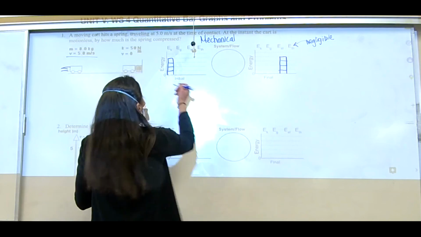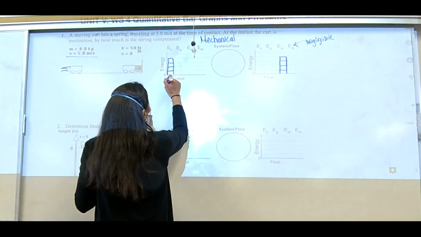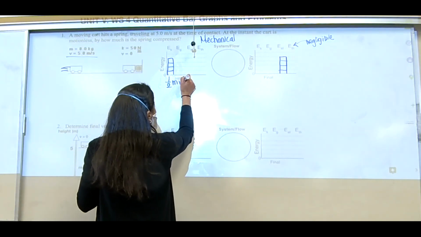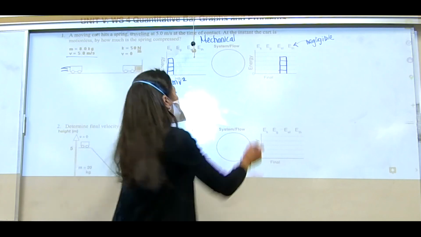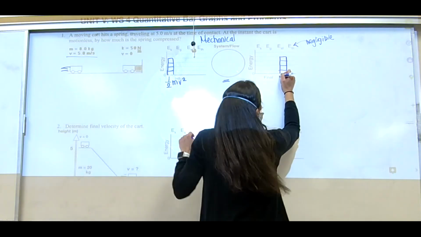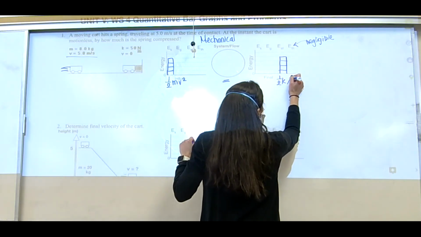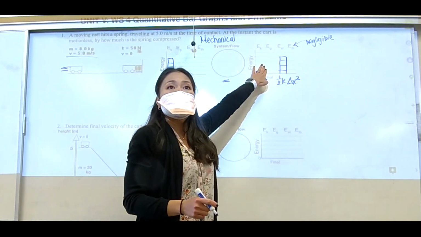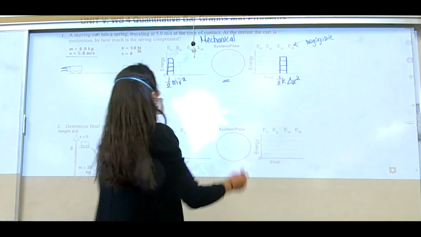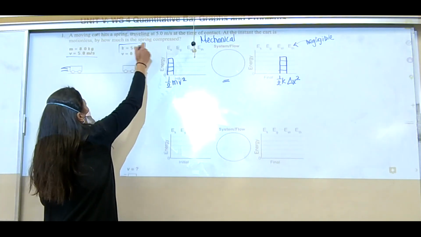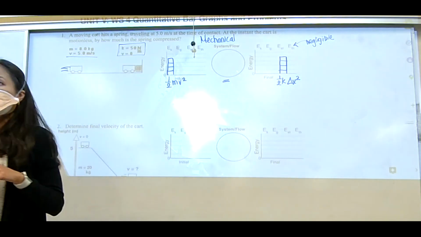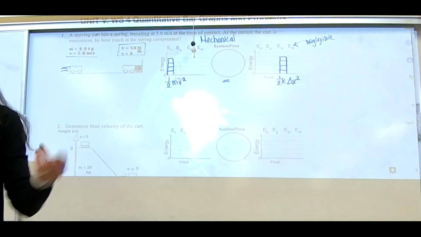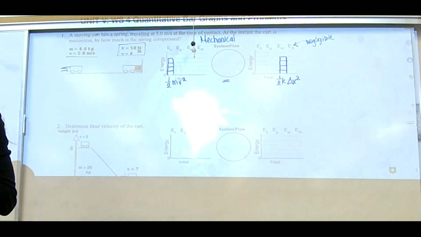So let's go ahead and plug in our values. 1/2 mv squared for kinetic energy equals 1/2 k delta x squared. The reason why I am using this equation instead of the force equation for elastic energy is because I'm given k. So that's your hint to use the elastic energy equation.